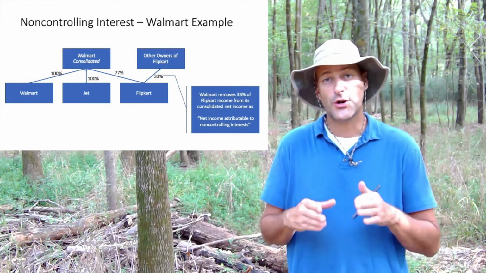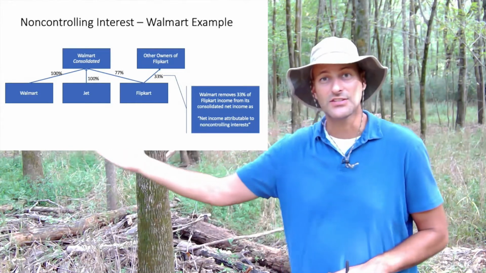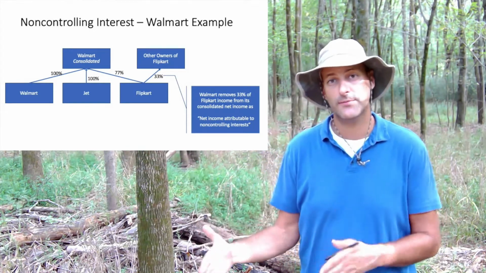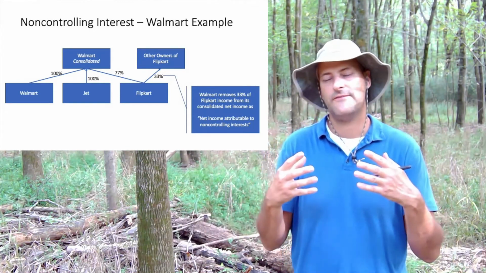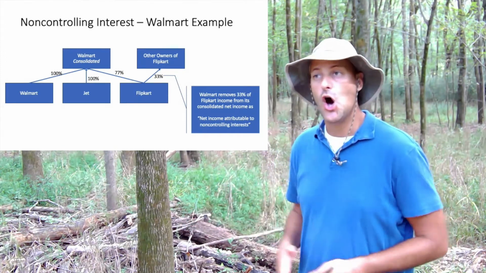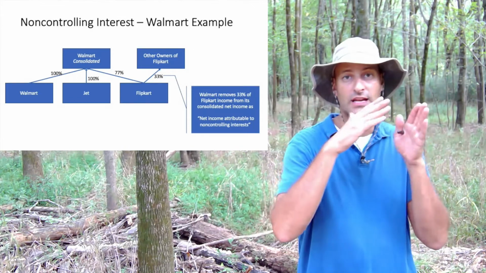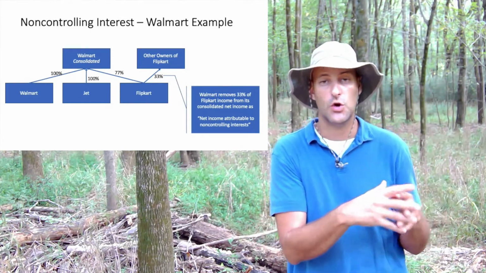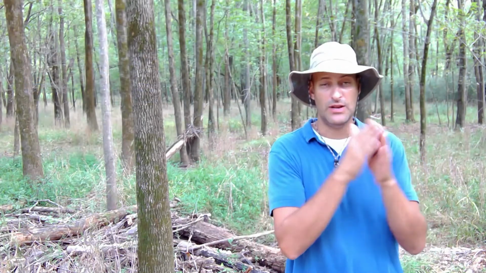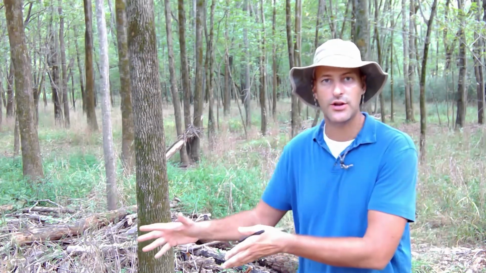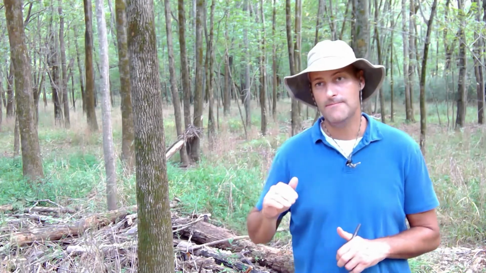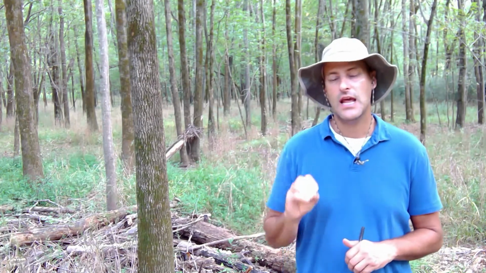That means there's 33% of Flipkart that's owned by somebody else. Other owners own 33% of Flipkart. Now, when Walmart consolidates its financial statements, the net income of Flipkart, all of that net income is going to get put into the consolidated Walmart financial statements. So all of Flipkart's revenue is going to end up within Walmart's consolidated revenue line. All of their expenses, 100% of their expenses, are going to end up in Walmart's consolidated expenses. We don't start addressing the other owners until after we report income from continuing operations. We report net income, and then we take out non-controlling interests.